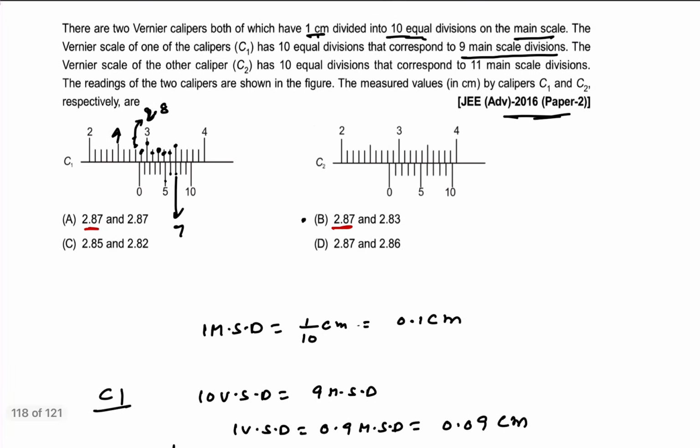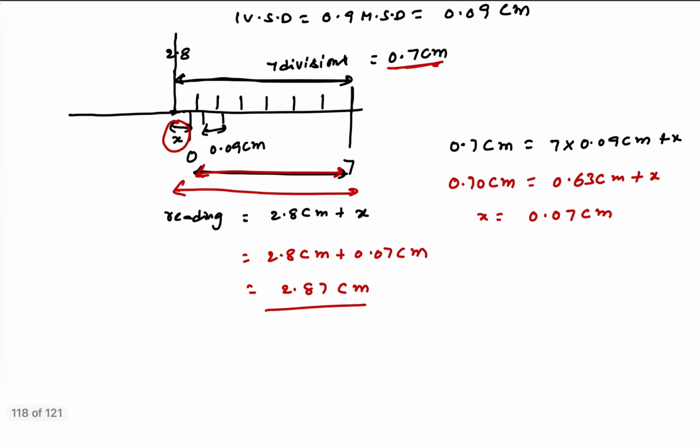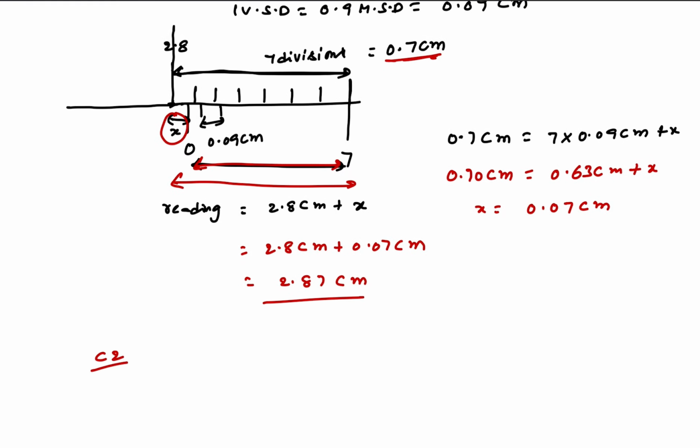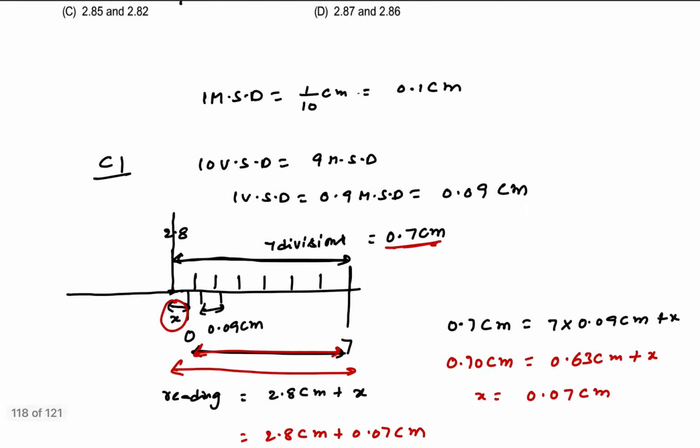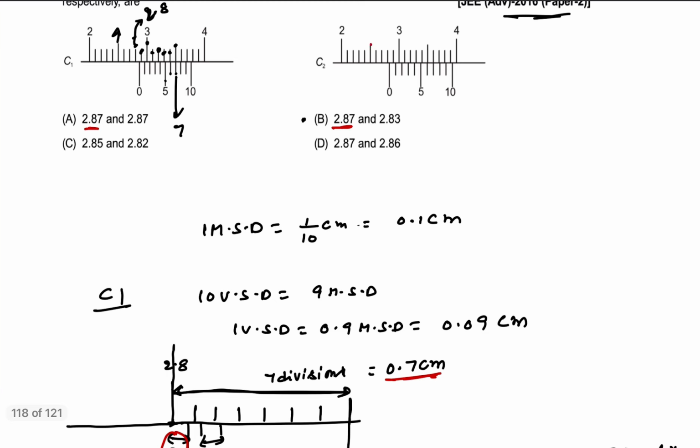Understand that? In the second calipers, 10 equal divisions correspond to 11 main scale divisions. Okay, C2 I am writing now. C2: 10 vernier scale divisions is equal to 11 main scale divisions. Nothing but 1 vernier scale division is equal to 1.1 main scale division. And you know that 1 main scale division is equal to 0.1 centimeter. We get 0.11 centimeter as 1 vernier scale division. You just go through this.